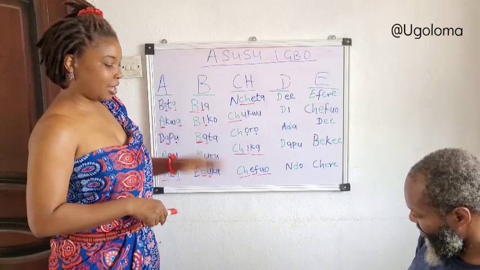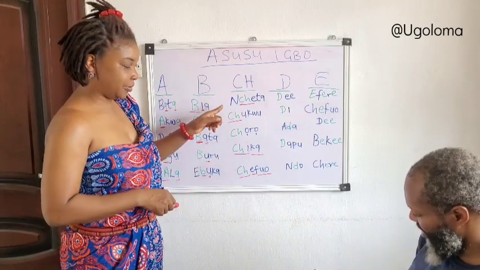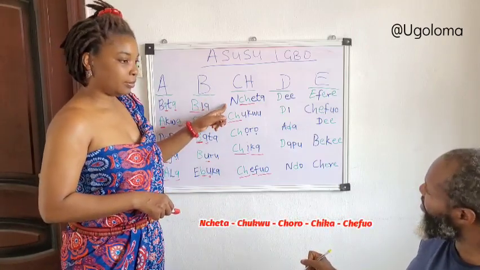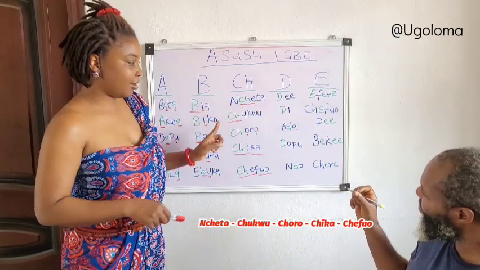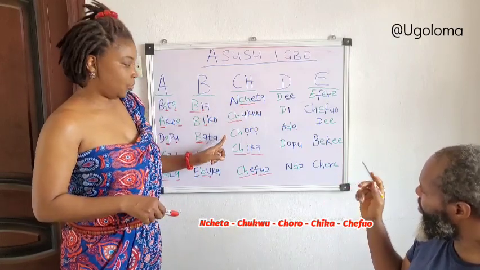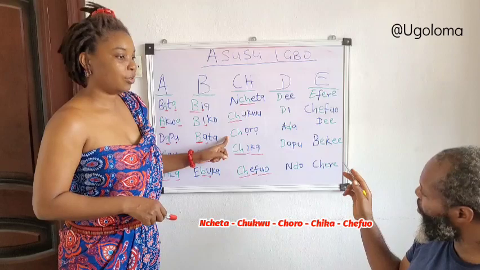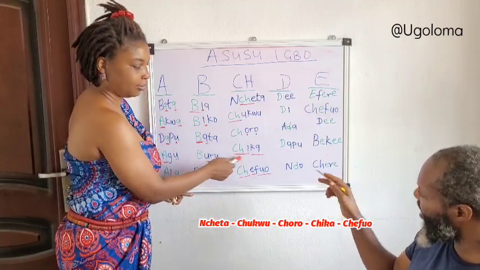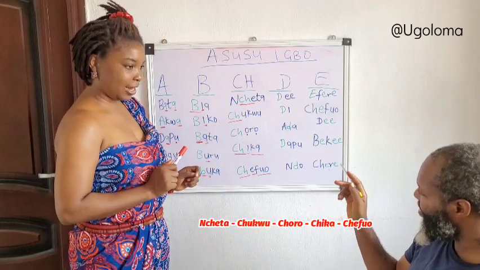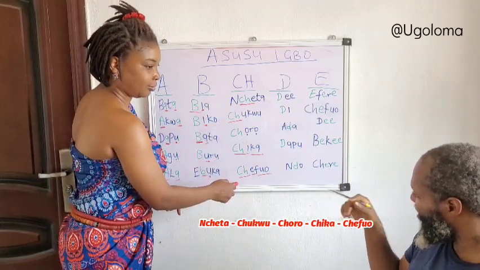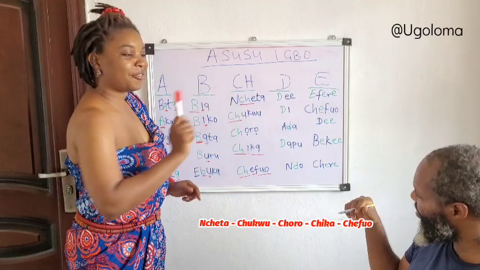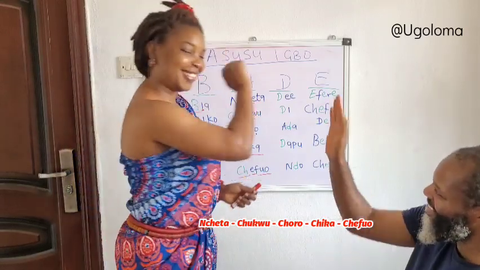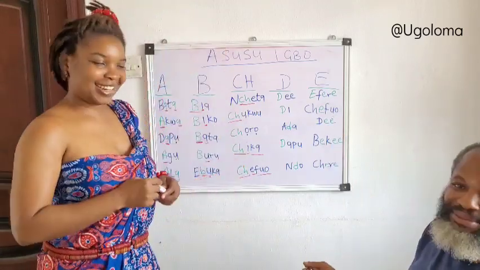Okay. Now it's time to pronounce all of them by yourself. Go. Okay. Ncheta. Chuku. Choro. Chica. Say it again. Chica. Chefu. Chefuo. Good job. See? He's good at this.